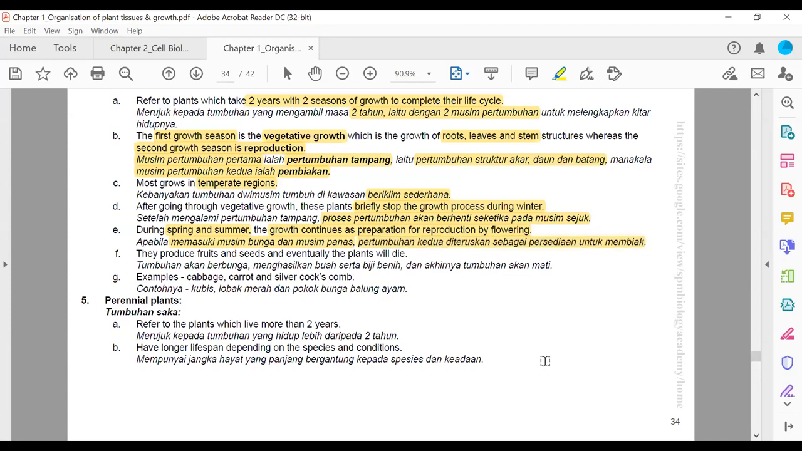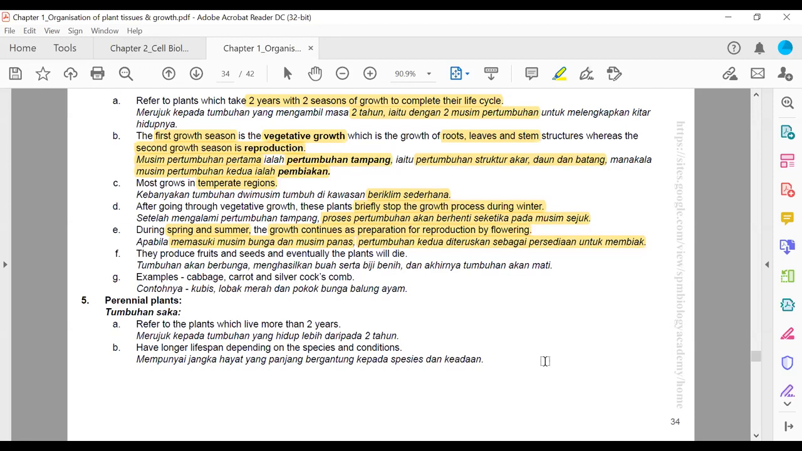So after winter, winter around November, December, and then it is the second year and New Year. So when it enters the second year, after winter, spring and summer, May. So what happens now during spring and summer? There is more sunlight, there is enough water, the temperature is also suitable. Then now they will continue their growth. But this time, they continue the growth, producing flower, seed, and fruit for reproduction.